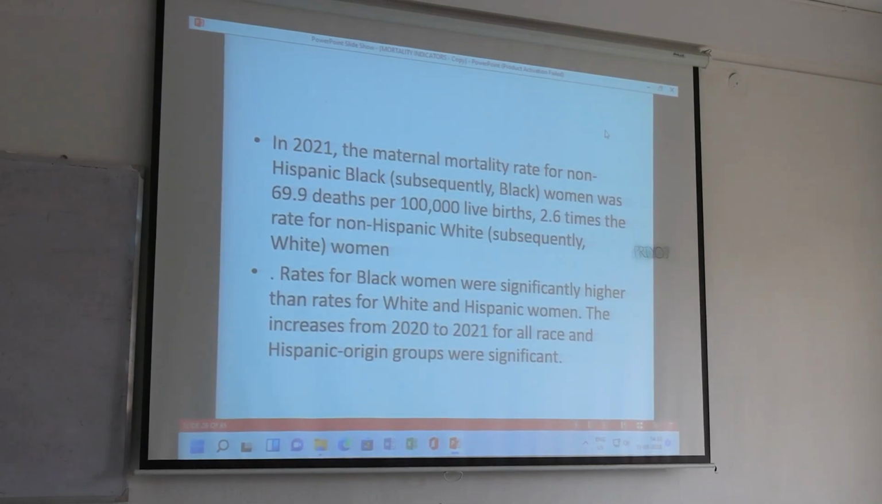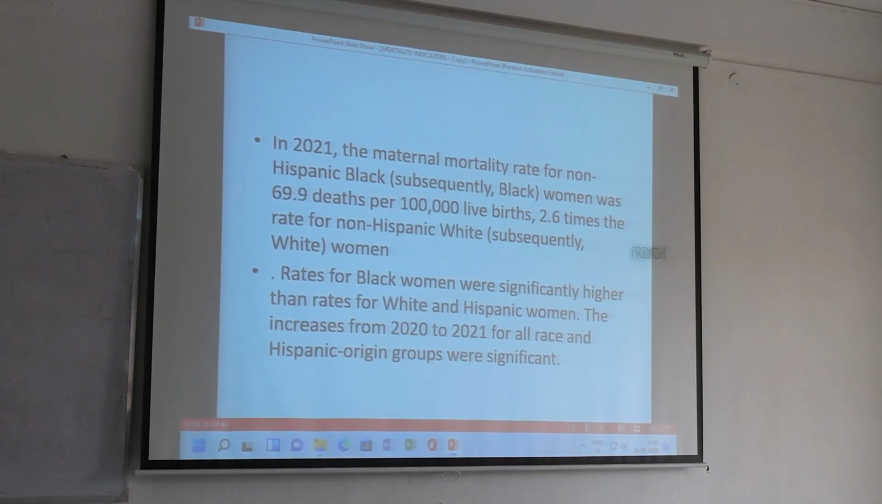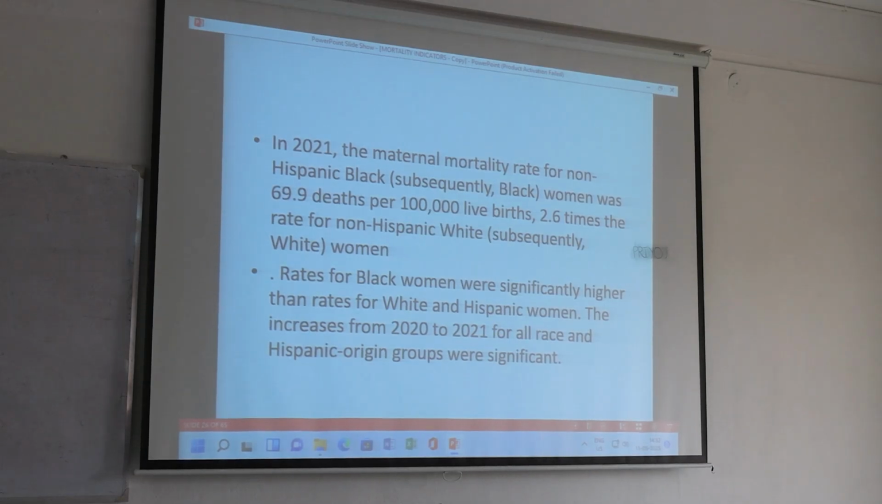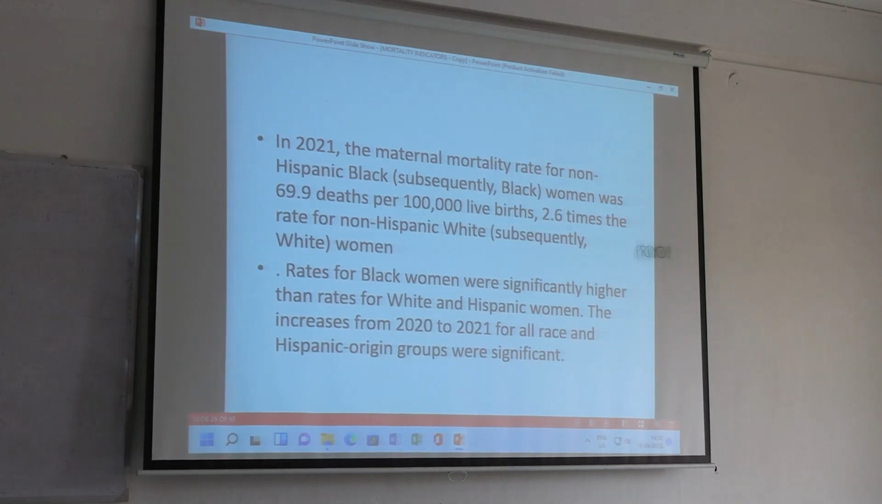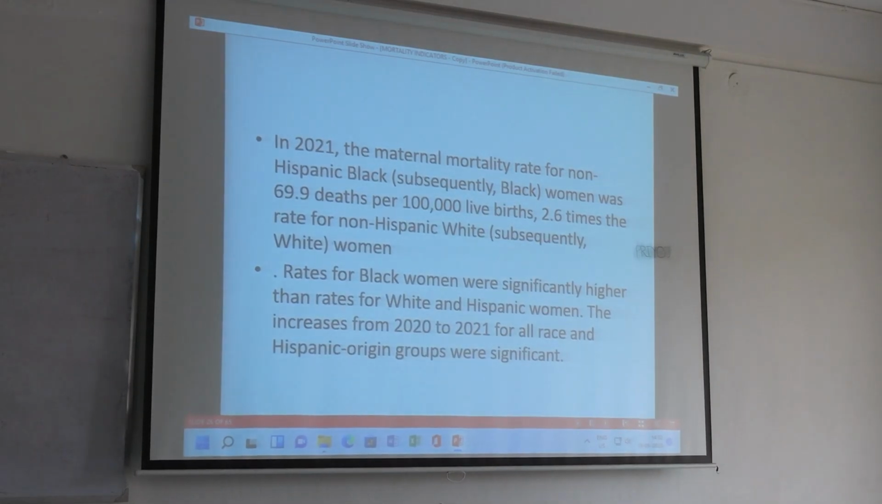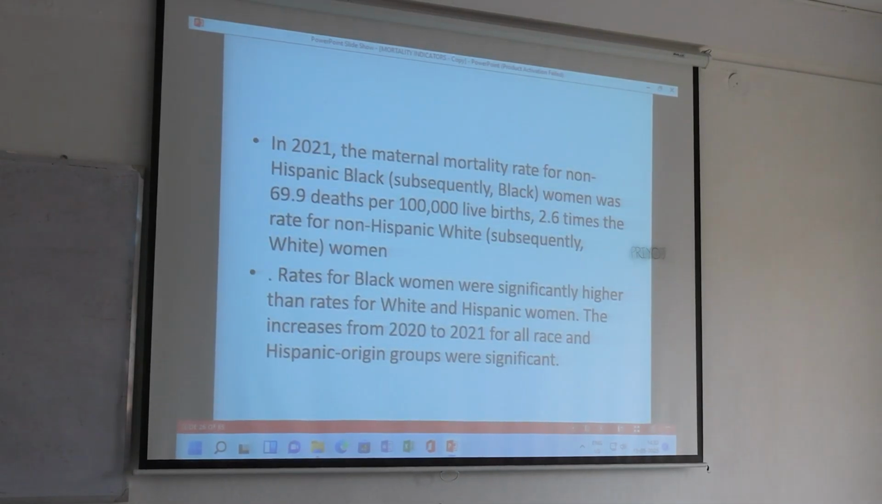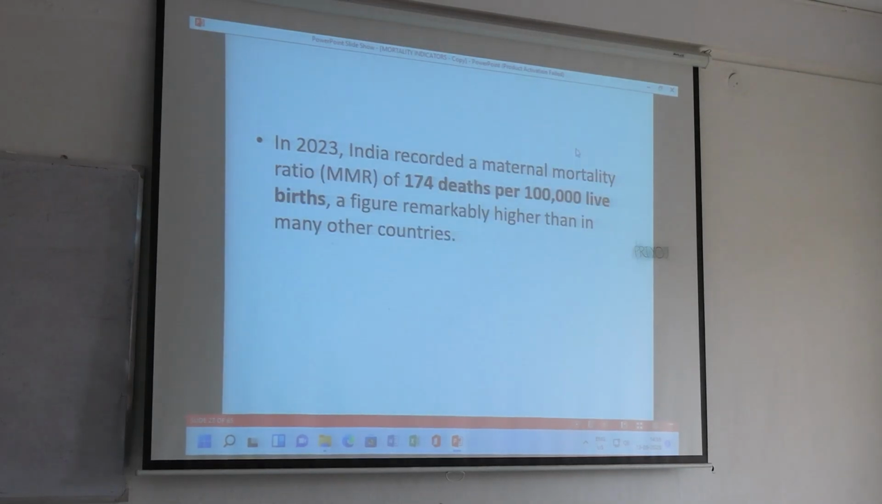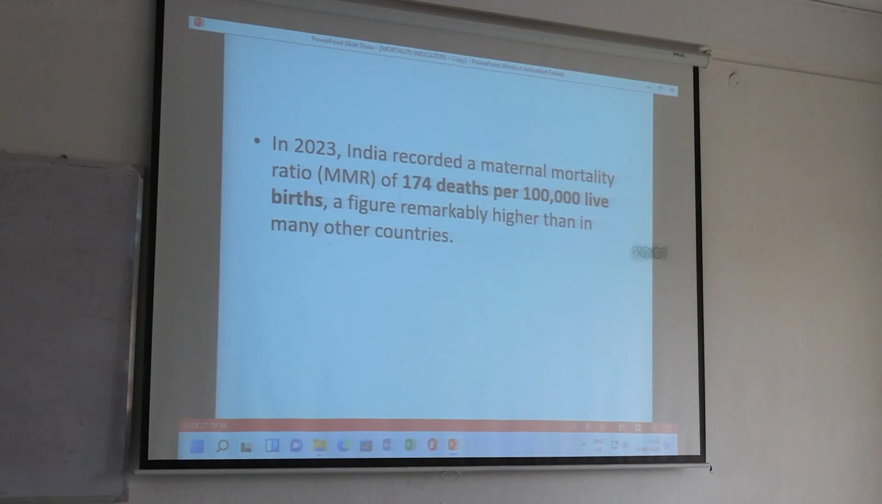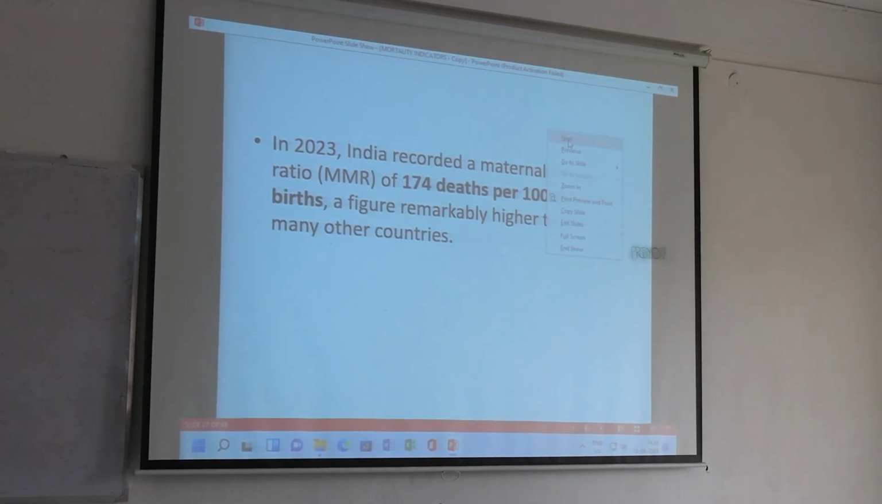Again, in 2021 for non-Hispanic Black women, there were 69 deaths, 2.6 times the rate for non-Hispanic white women. It means those who are not Spanish and not white have a greater number of deaths. Rates for Black women are higher than rates for white and Hispanic, that means Spanish. So here in 2023 we had 174 deaths, but still this is quite high when compared to the Hispanics.